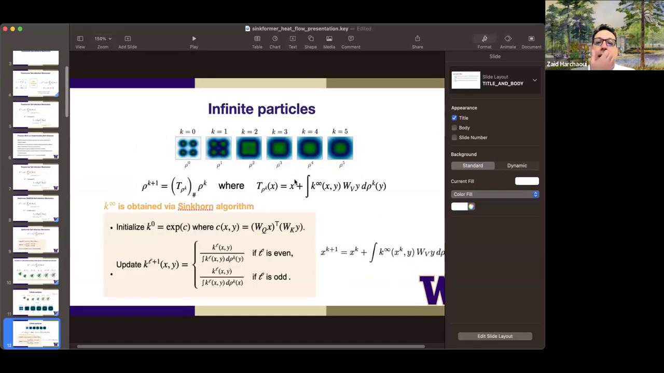Okay, so if we take an infinite number of particles, then the recursion formula for the self-attention layer will write like this, with some integral operator associated with the kernel. That is the limit of the Sinkhorn algorithm. And then the evolution process will write like this. We take the initial measure rho naught, and then we push it through the first layer with a transport map, and then we keep pushing the measures through transport maps until we get the (k+1)-th measure.